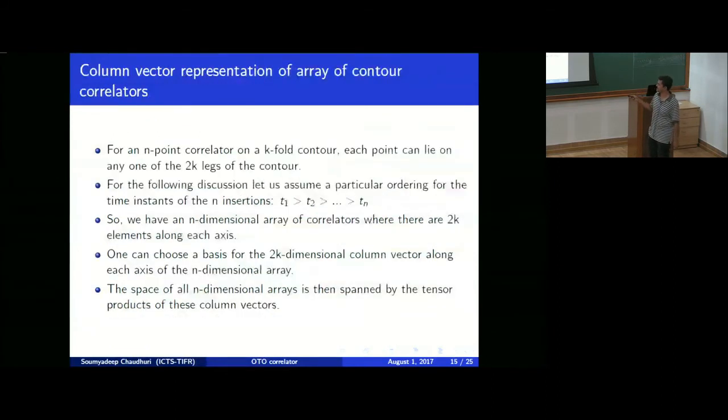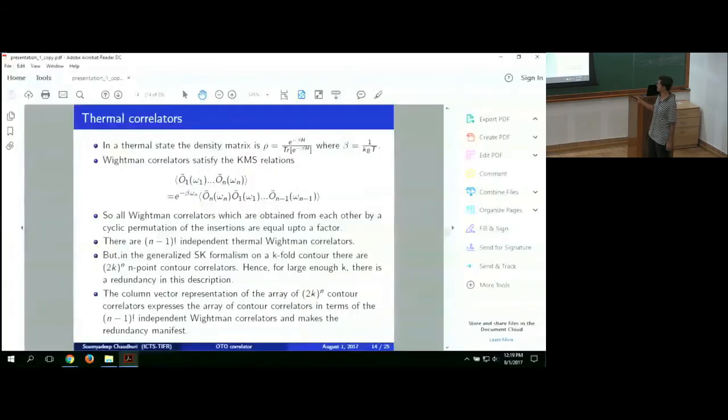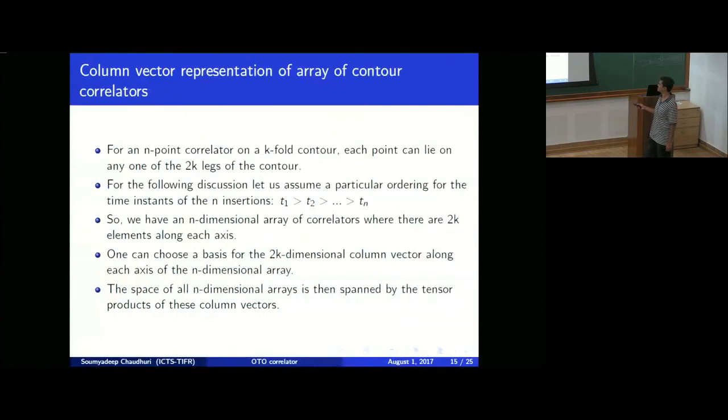So the point. What happened? Okay. Right. So basically the point is that in this generalized Schwinger-Keldysh formalism, you can put each of these insertions, so let's say you are considering an n-point function, on any one of the 2k legs. So you can have (2k)^n contoured correlators. But since there are only (n-1)! independent correlators in your theory, there must be some relations between them. And this column vector representation is just a representation of these correlation functions, which makes this redundancy manifest.